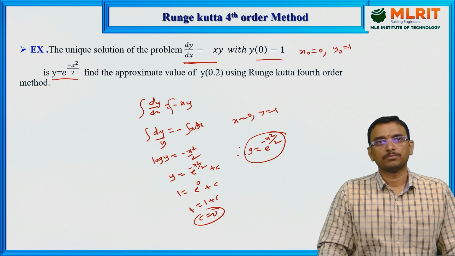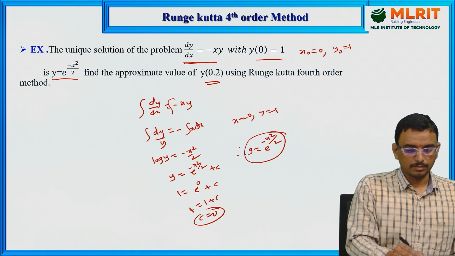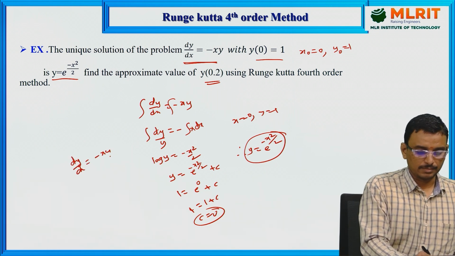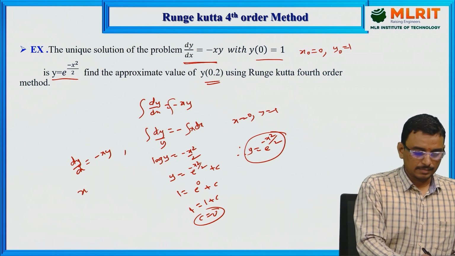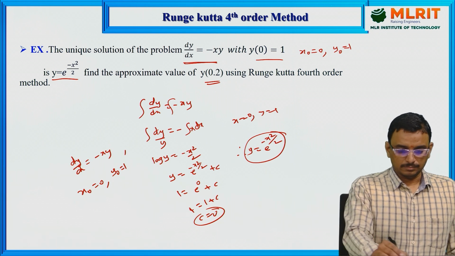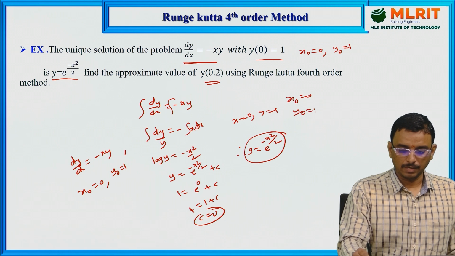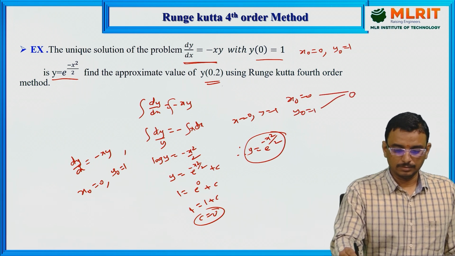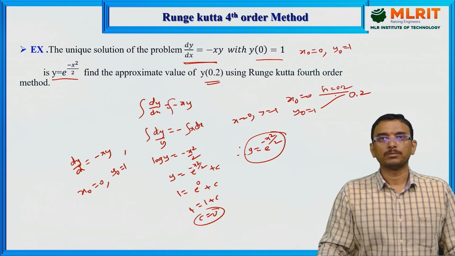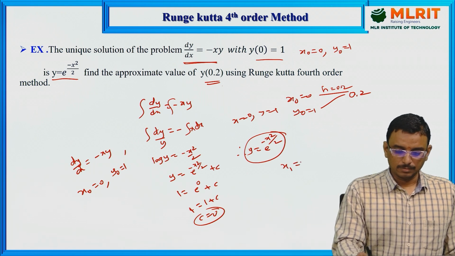Now our target is to find the approximate value of y of 0.2 with the given differential equation, that is dy by dx is equal to minus xy, and also given the initial conditions x0 is equal to 0 and y0 is equal to 1. Right, now the interval difference h: x0 is 0 and y0 is 1, and our target is 0.2, so h is 0.2. The jump is from x0 to 0.2, so the interval difference is 0.2.